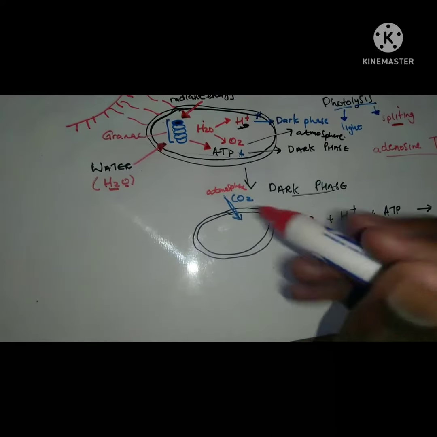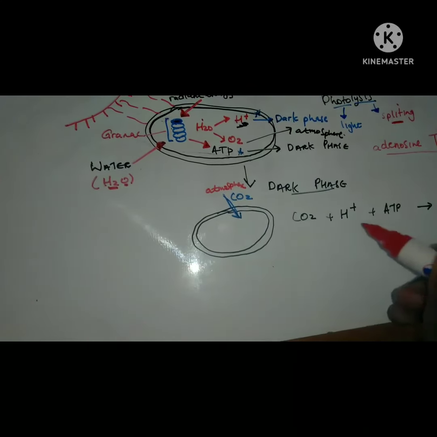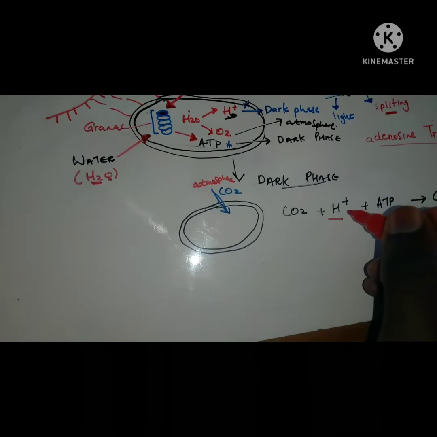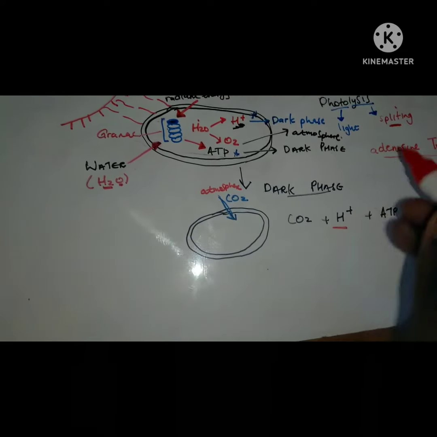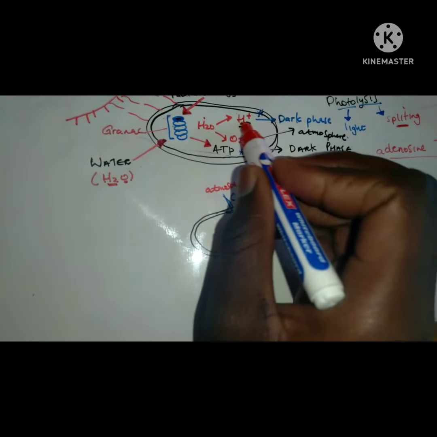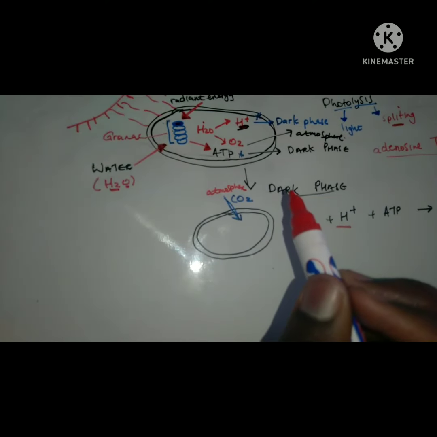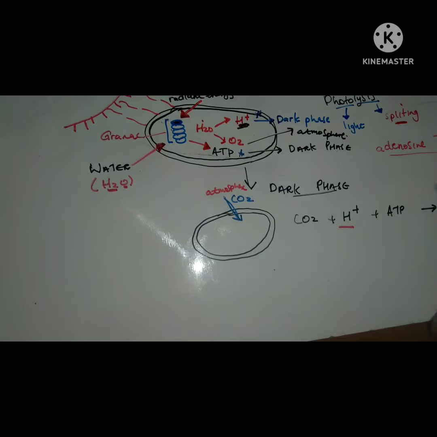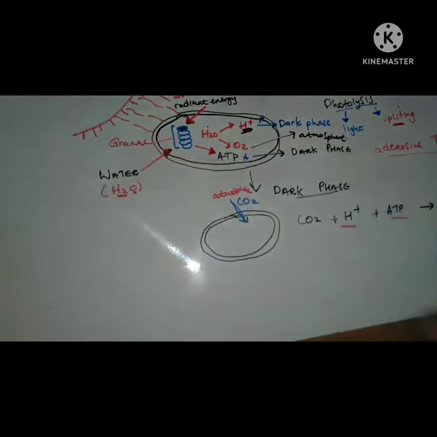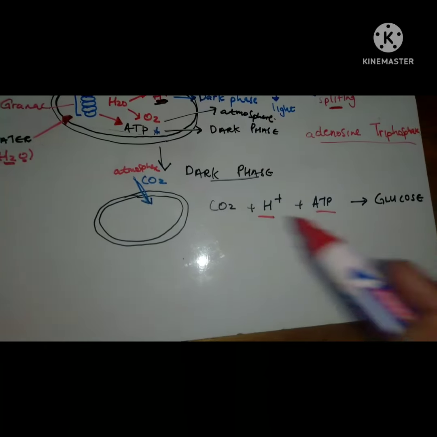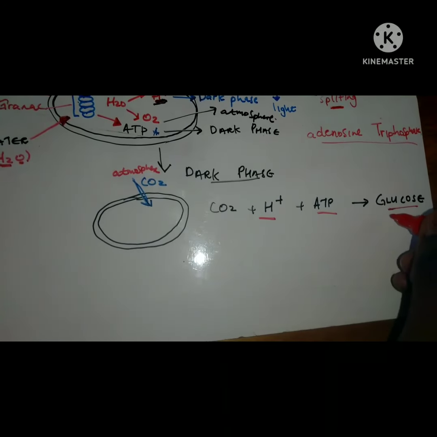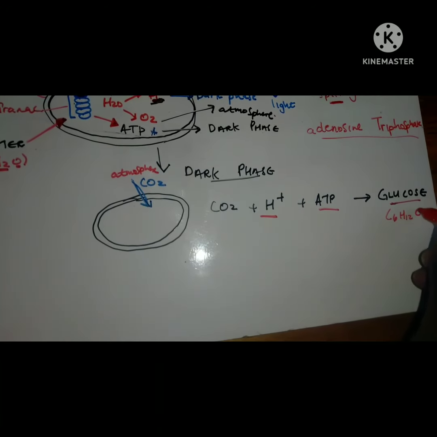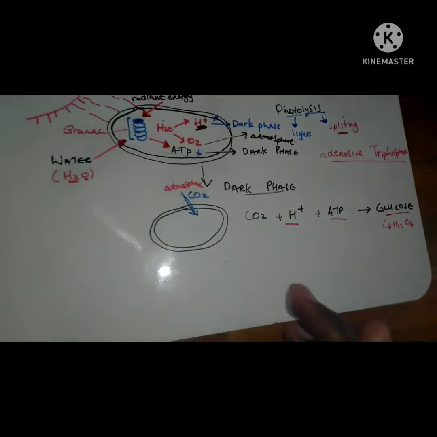So in this case, the carbon dioxide in the atmosphere will be used and combined with the energized hydrogen. This hydrogen didn't just wake up there. We found it all the way here in the light phase. During the process of photolysis, we found the hydrogen plus, and we have it here. And then we found the ATP. Here it is, ATP. So if you combine those, we will get glucose. Glucose is chemically written as C6H12O6. So this is practically glucose.